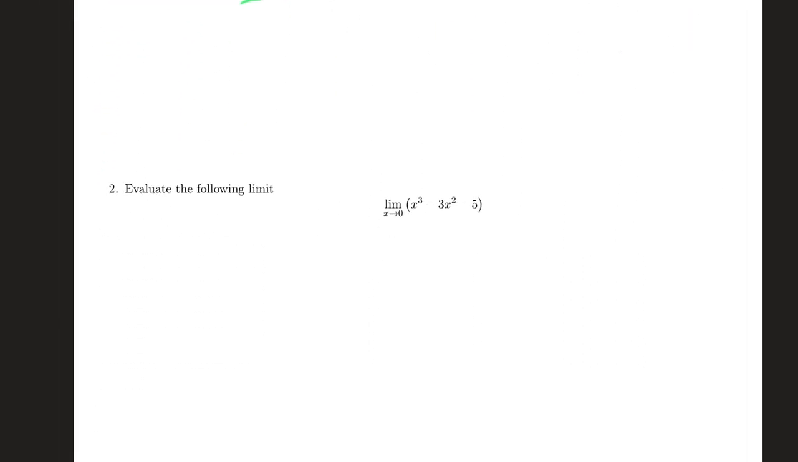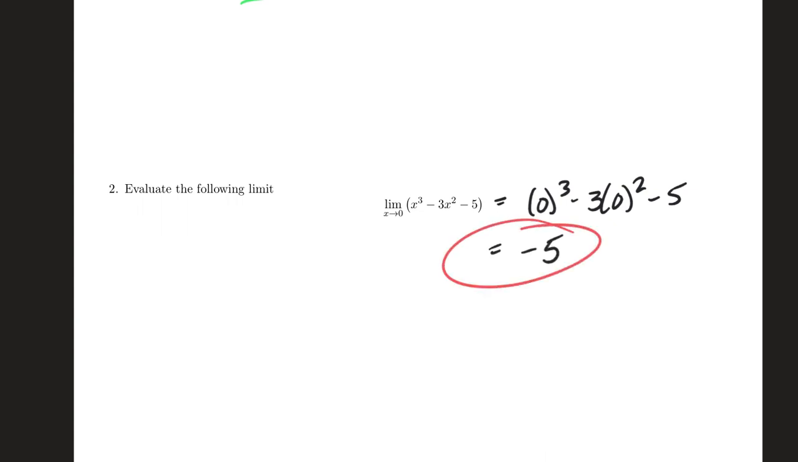As I mentioned before, the first thing you should always try to do with the limit is just plug it in. So I'm going to plug in 0. All the things go away, and I just get -5. That's all I have to do for this problem because I got a number. I didn't get 0 over 0 or something else weird.